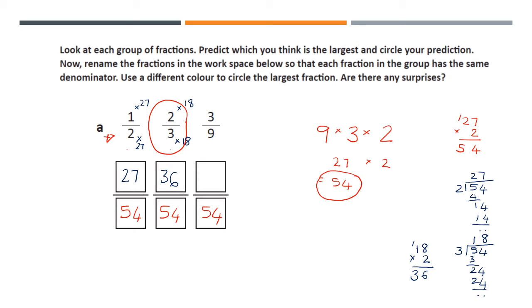Okay, now this one we can do with mental maths. How many times does 9 go into 54? Or what must I do to 9 to get it to 54? Remember, you can only times or divide when it comes to equivalent fractions. I would say this would be 9 times 6 is 54. So 3 times 6 would be 18. So my prediction that the middle one is the biggest one is correct.